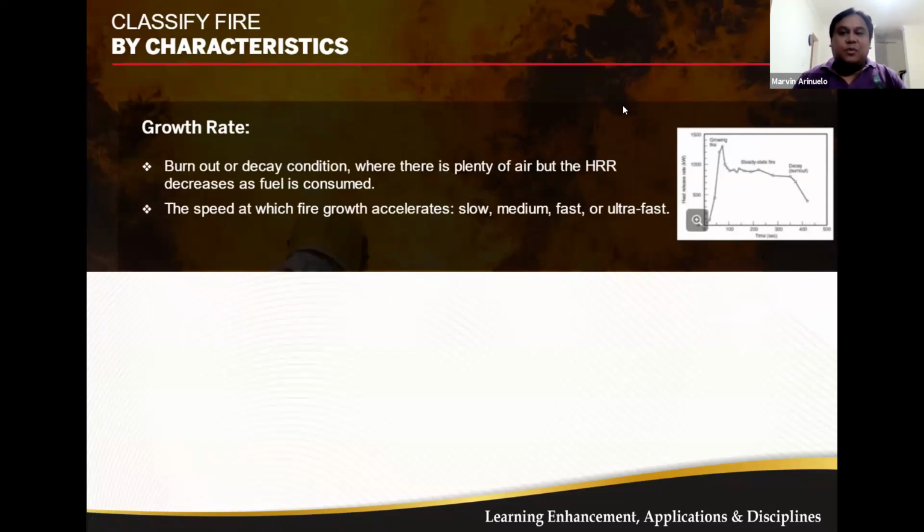A third category is a burnout or a decay condition. This occurs when there is plenty of air, but HRR decreases because the fuel is burned or consumed. The last way to categorize the fire by growth rate is the speed at which the growth accelerates. Such fires are considered time dependent. Fires are described by an exponential growth rate. Growth can be slow, medium, fast, or ultra fast.